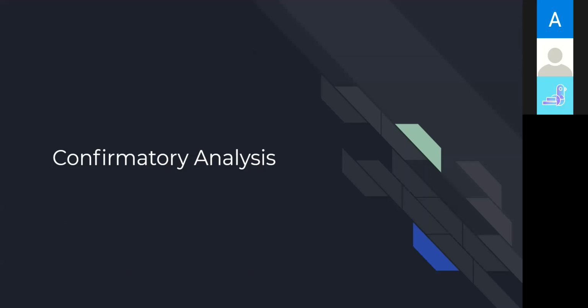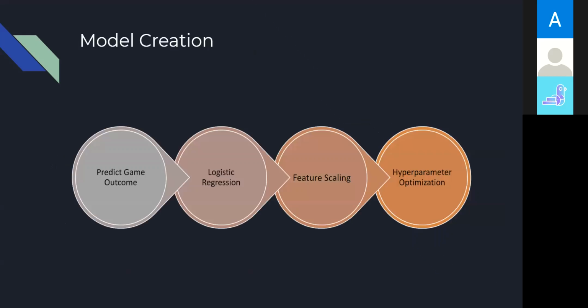So then we worked on the confirmatory analysis. For this, we wanted to predict the game's outcome using our data. So we created a logistic regression model because we wanted to examine the relationship between our numeric independent variables and a binary dependent variable. In this case, it was just whether the current player's team won or lost. We scaled the features beforehand to remove errors, and then we performed a little bit of hyperparameter optimization.